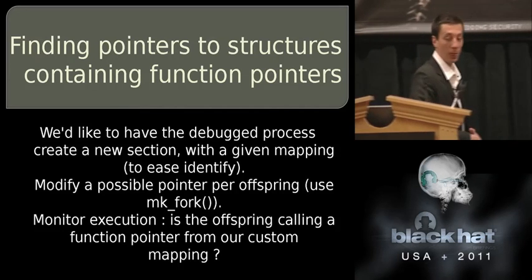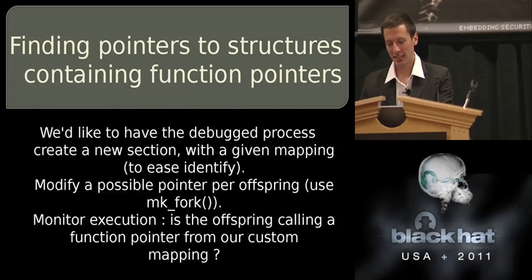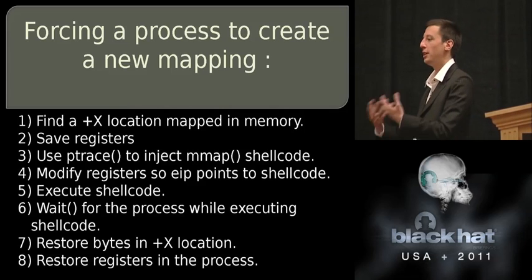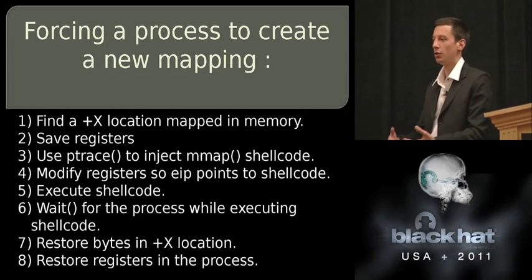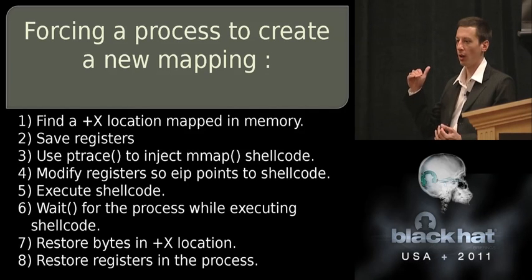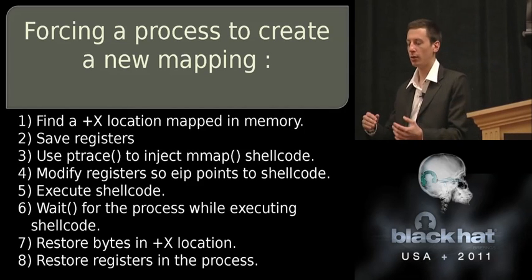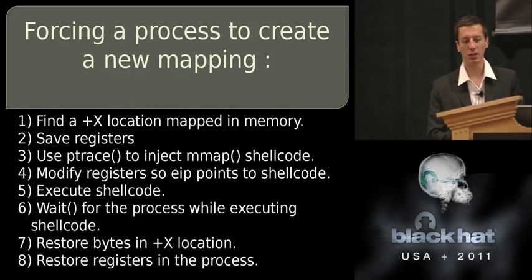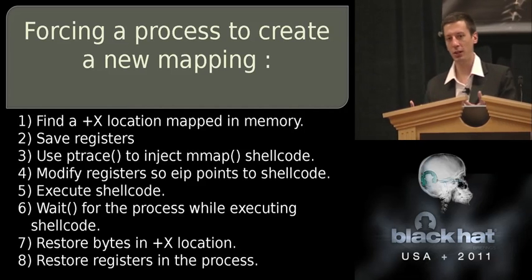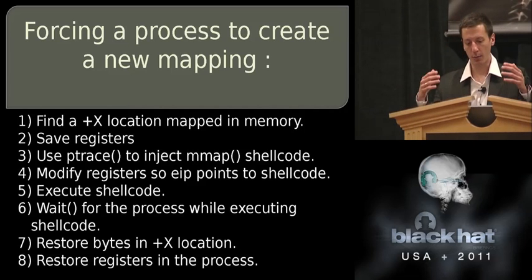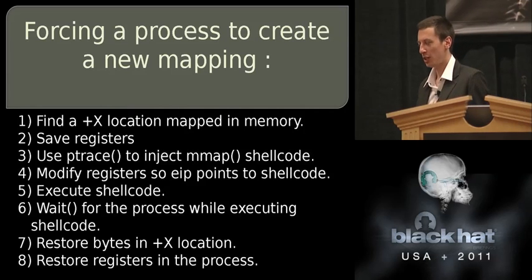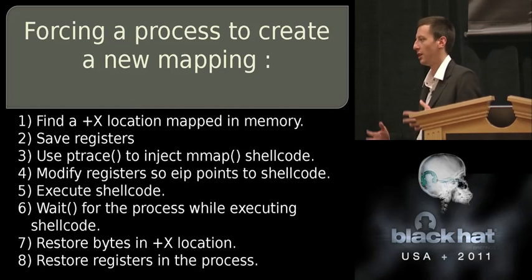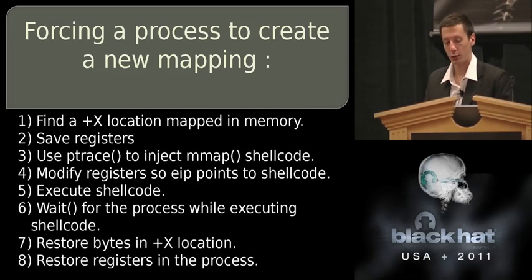Basically, we need to create a new mapping inside the application. To do that, we use a small shell code inside the original process. It's basically just a call to mmap. So it creates a new mapping. And this new mapping, we give it a padding which is easy to recognize, like 010101, 020202, something you can later on rediscover.